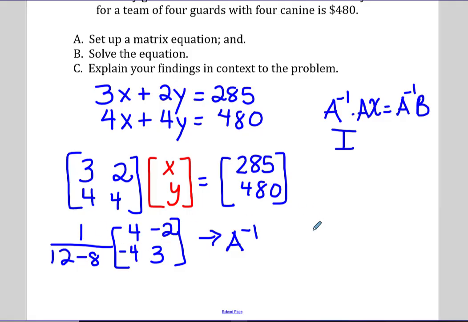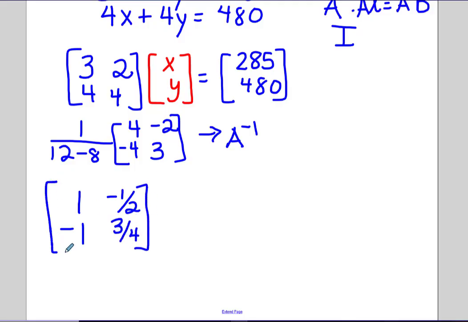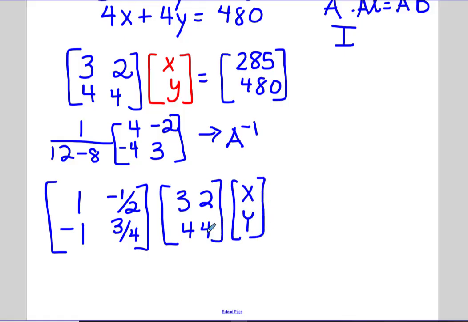1/4 of 4. So our inverse matrix is 1 and negative 2 over 4, so negative 1/2. And then negative 4 over 4, that's negative 1. And the last term is 3 over 4. So this is our inverse matrix times 3, 2, 4, 4 times our variable matrix. These two are the identity, so we end up with our variable matrix.